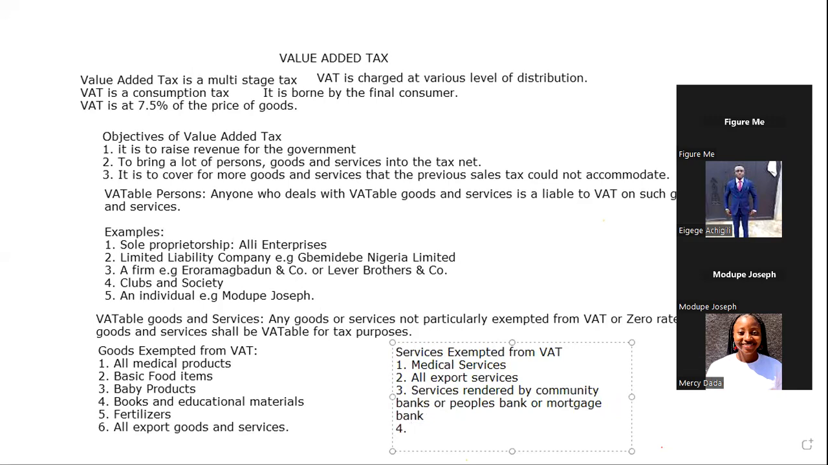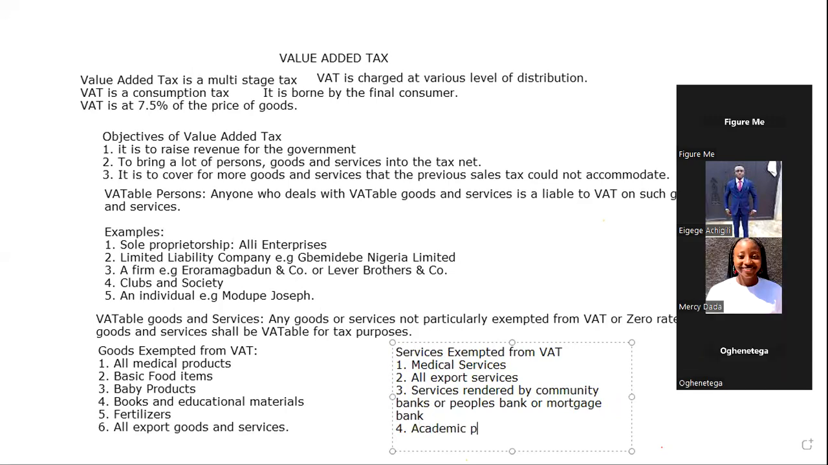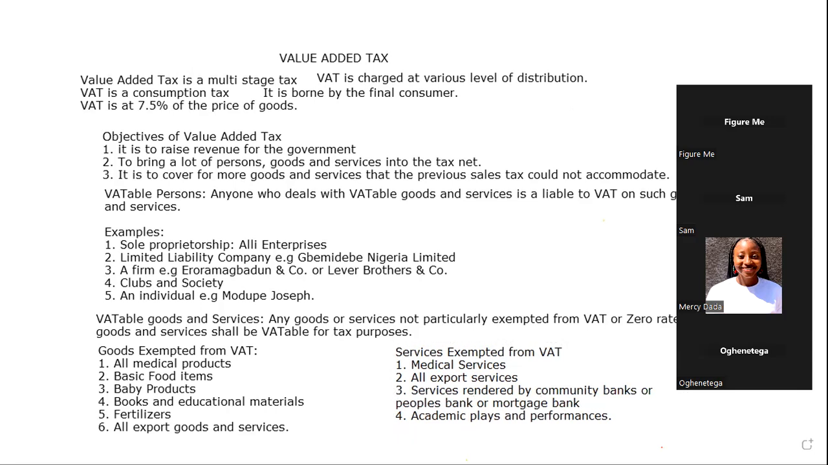Four, we have academic plays and performances. Academic plays and performances. The word there must be, it must be to improve the whole idea of learning. If it does not improve the idea of learning, it is not exempted from VAT. Are you with me?